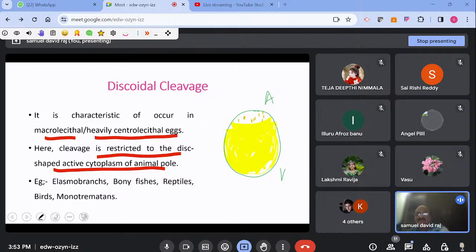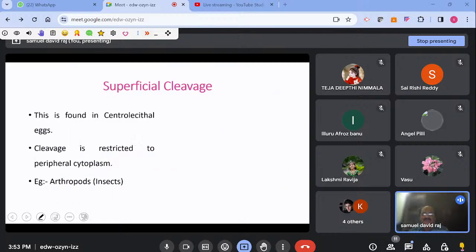So all the divisions take place here only, resulting in what we call this area, which is almost seen from surface area as a disc-like thing, and hence the blastomeres appear after few divisions. They appear as a disc. Hence, this is called as a discoidal cleavage.